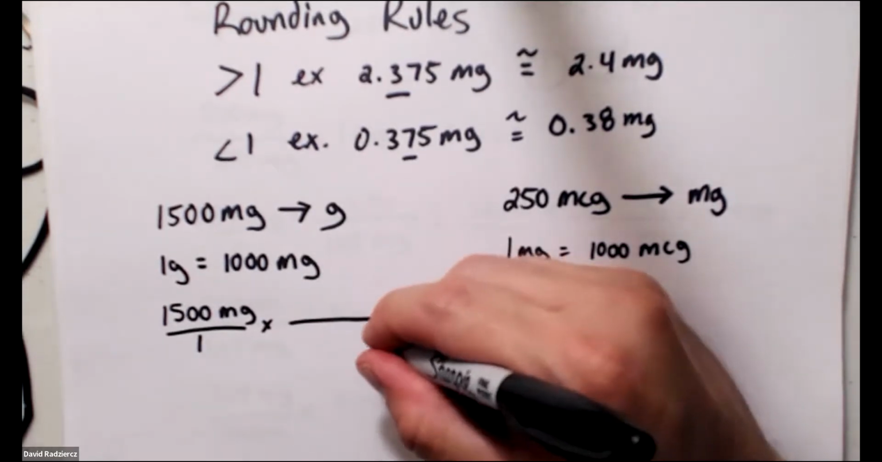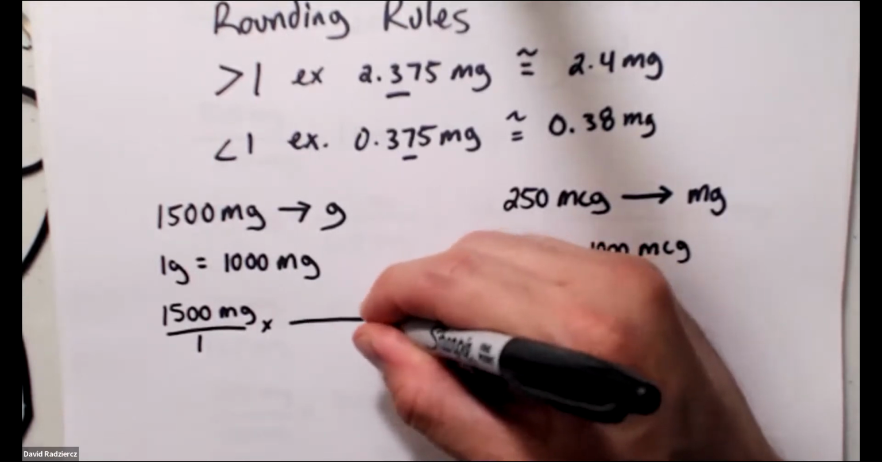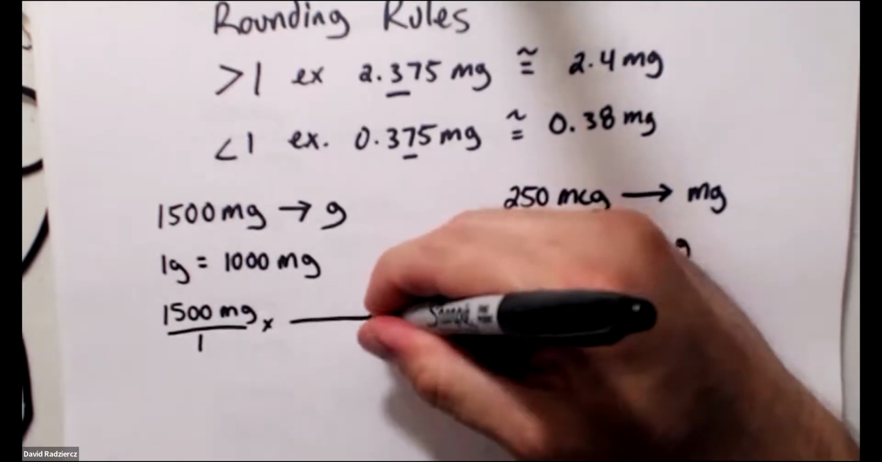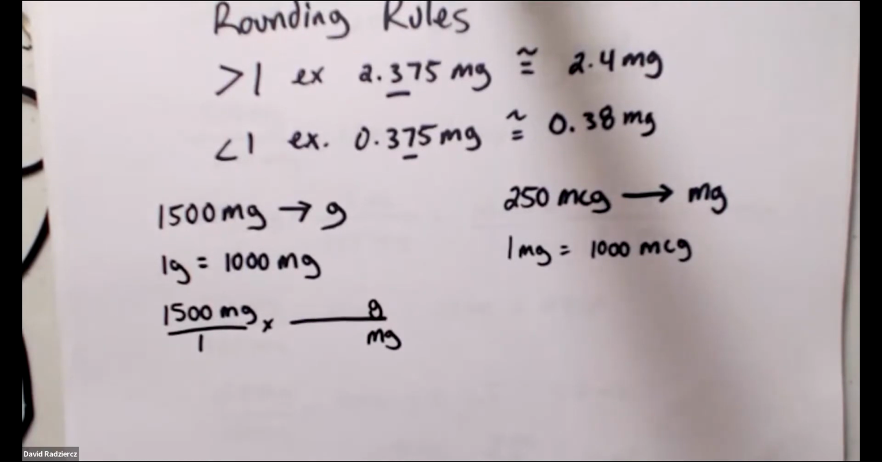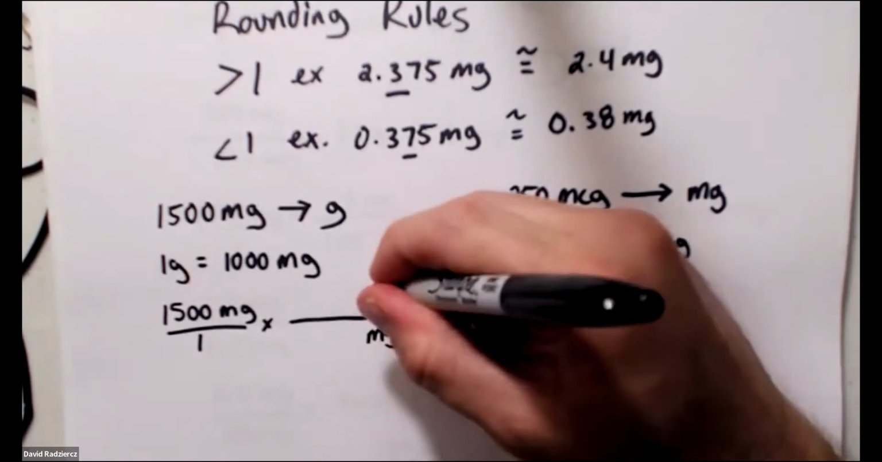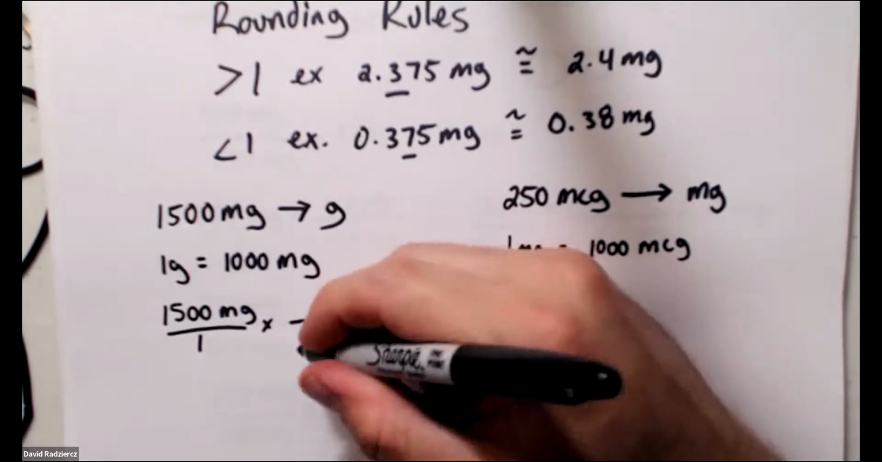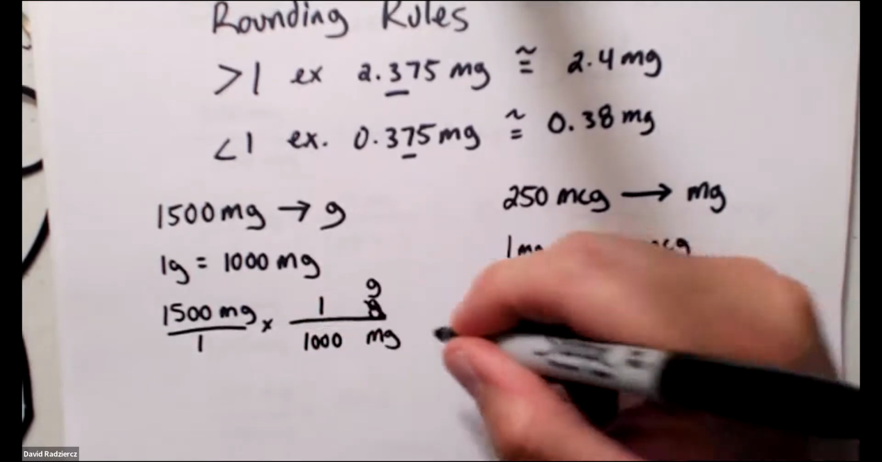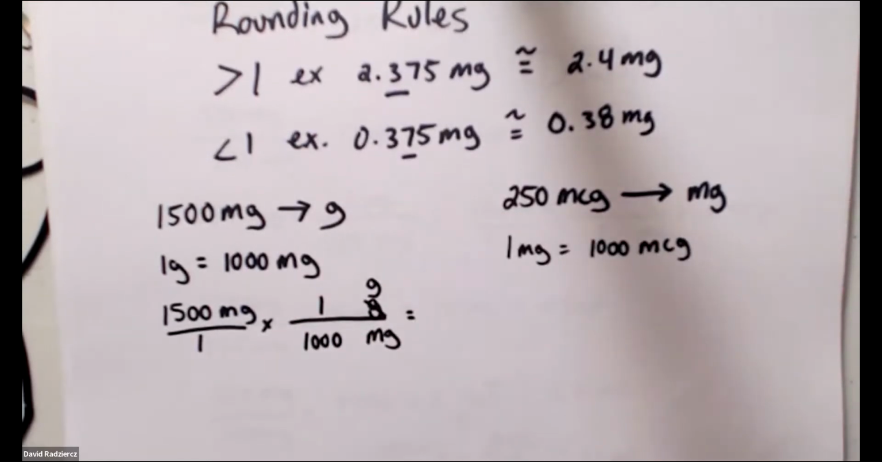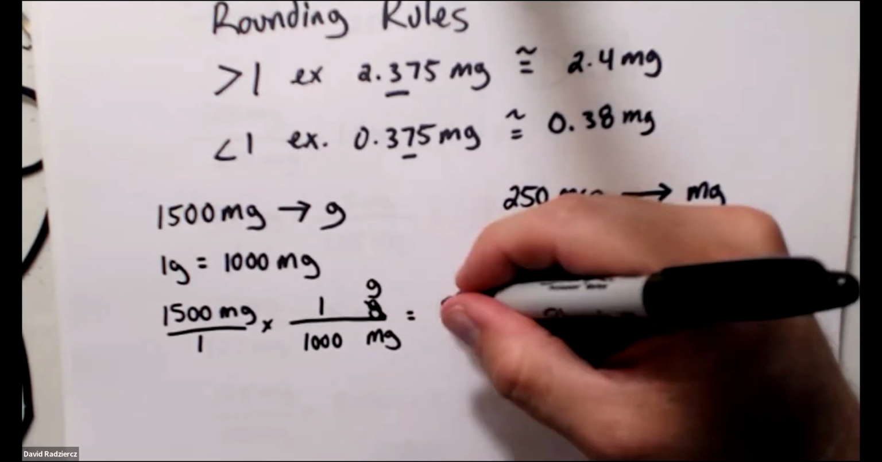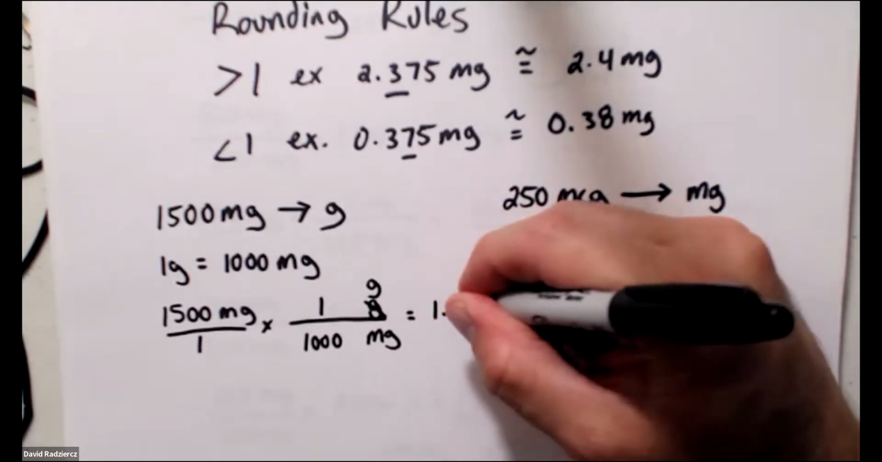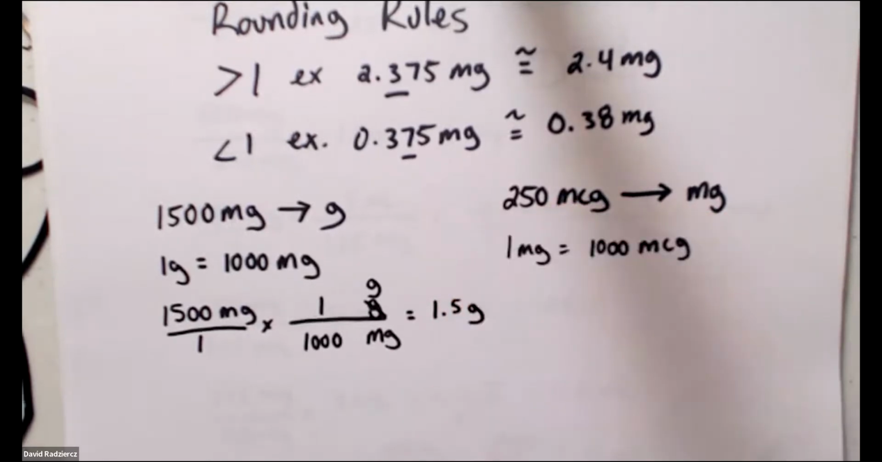So before I write any numbers, I'm just going to write out milligrams to grams. It's supposed to be a G. Let's write that a little better. So what is my conversion? 1 gram is equal to 1,000 milligrams. Then I'm going to take my calculator, 1,500 divided by 1,000, and I'm going to get 1.5 grams.